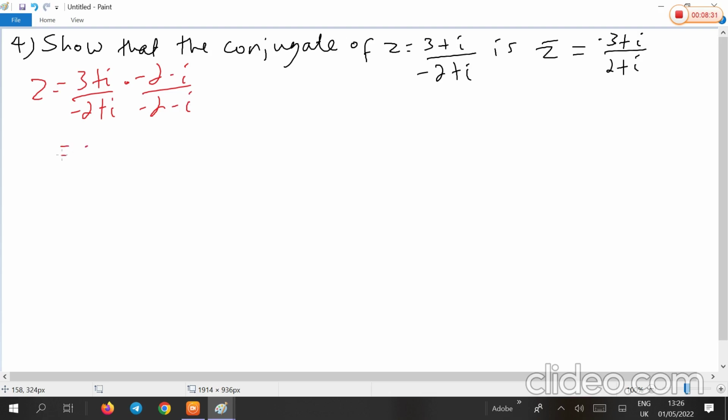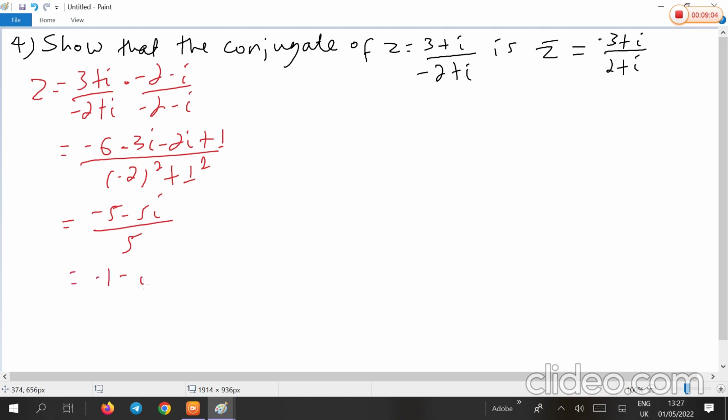This gives 3 times minus 2 is minus 6, 3 times minus i is minus 3i, i times minus 2 is minus 2i, and i times minus i is minus i square, which is minus of minus, plus 1, over minus 2 square plus 1 square. Then minus 6 plus 1 is minus 5, minus 5i over 5. 2 square is 4, 4 plus 1 is 5, so this is minus 1 minus i. This is z. Don't forget this is z. So to check, we take the conjugate of z, which is minus 1 plus i.